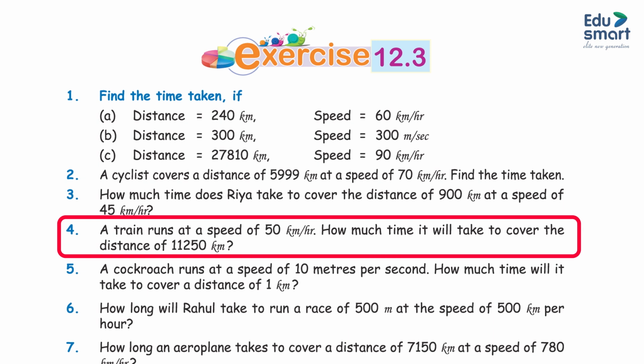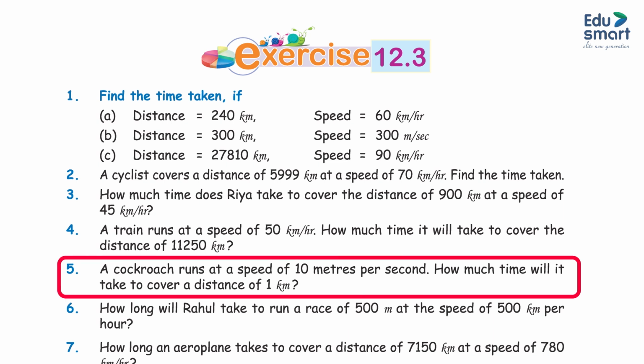Question 4. A train runs at a speed of 50 km per hour. How much time will it take to cover the distance of 11,250 km? Answer 225 hours. Question 5. A cockroach runs at a speed of 10 meters per second. How much time will it take to cover a distance of 1 km? Answer 100 seconds.